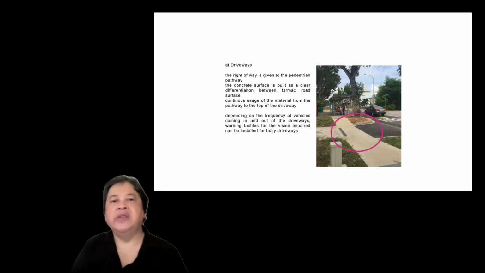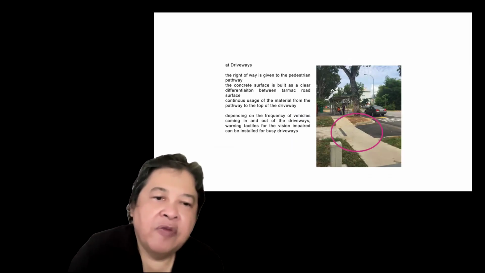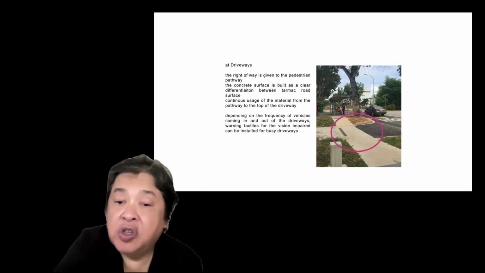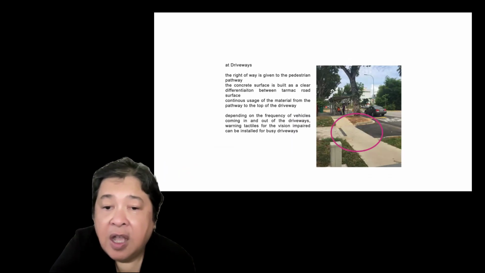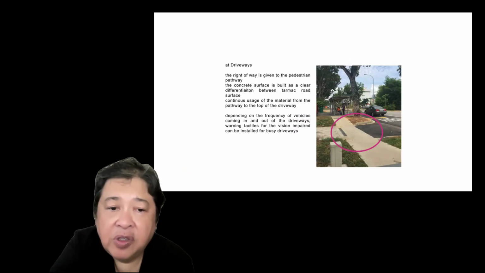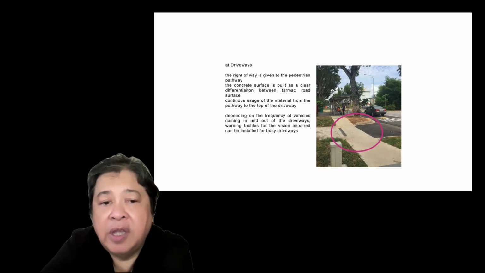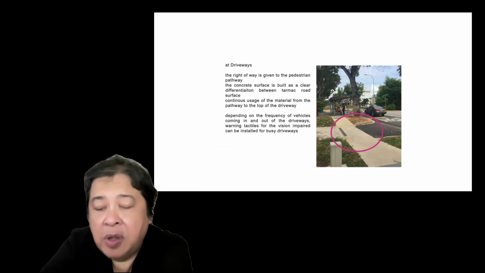So the right of way is given to the pedestrian pathway when it comes to driveways. The concrete surface is built as a clear differentiation from the tarmac road surface, with continuous use of the material from the pathway to the top of the driveway. Here the brushed concrete finish is clearer, and more priority is given to that. Depending on the frequency of vehicles coming in and out of the driveways, warning tactiles for vision impaired persons can be installed for busy driveways.